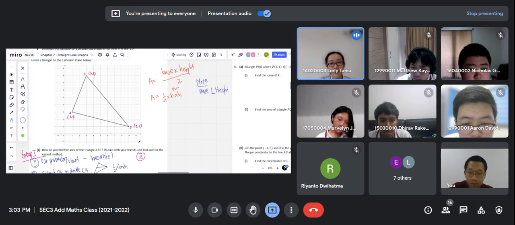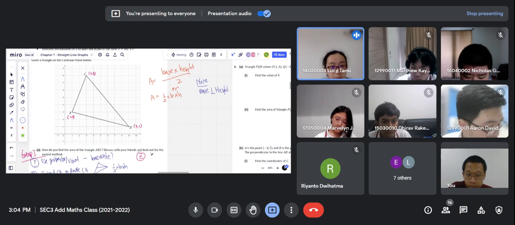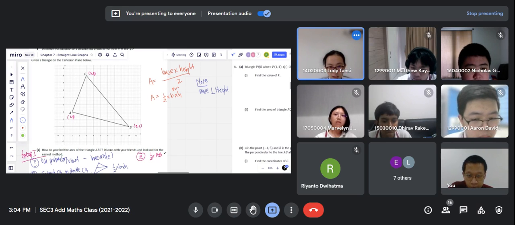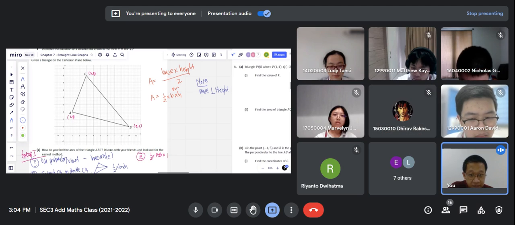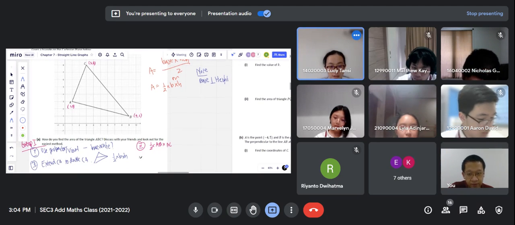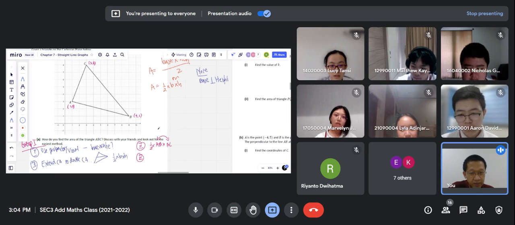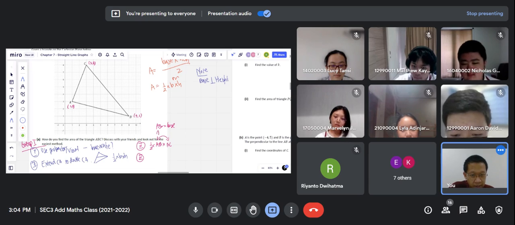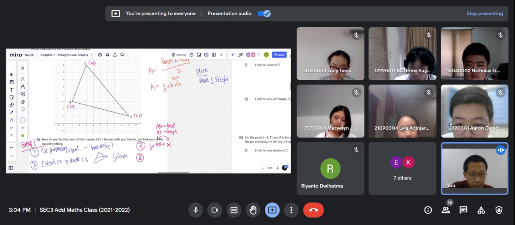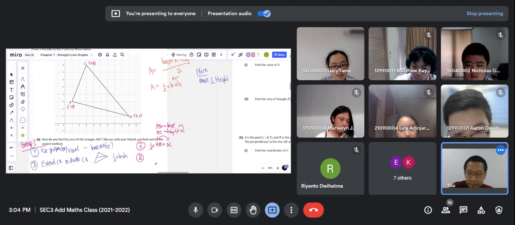I'm not sure how the others did it, but for me, AB is the base and AC is the height. Okay, so I can say half times AB times AC. Yeah. But I use AC as the base. Okay, so anyway, you can swap this, right? Some of us are using AB as the base and AC as the height, or the other way around. Thank you, Laila. Okay, continue. The second method?